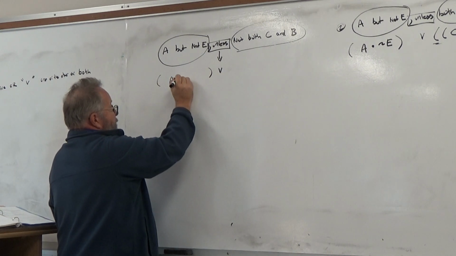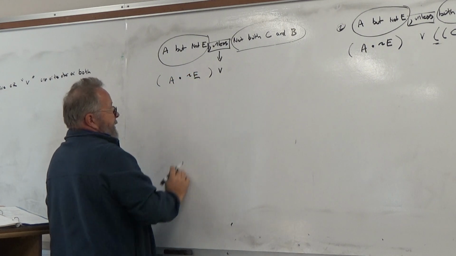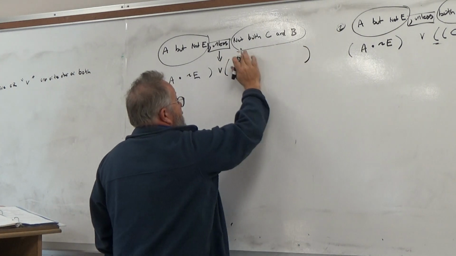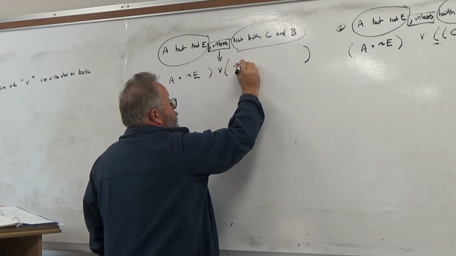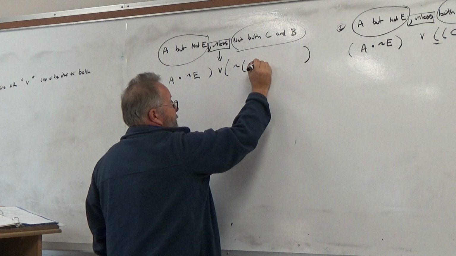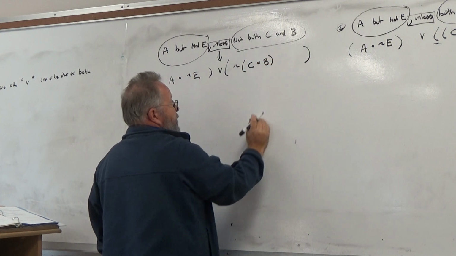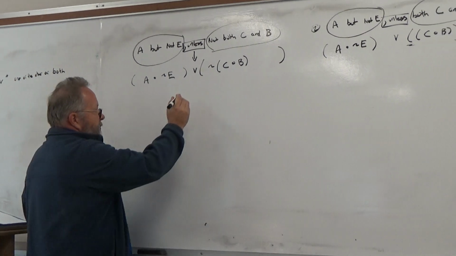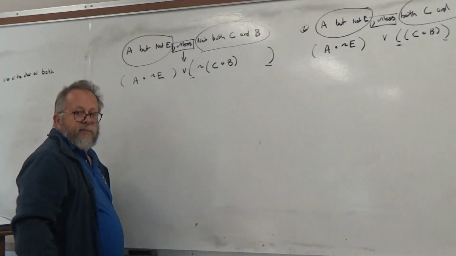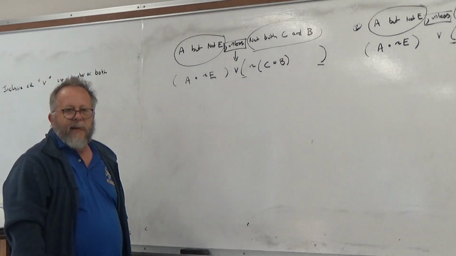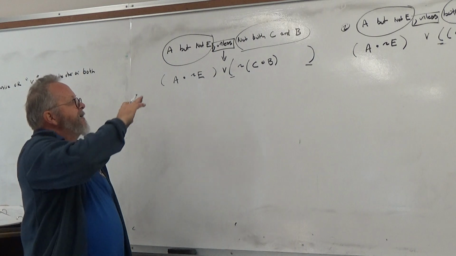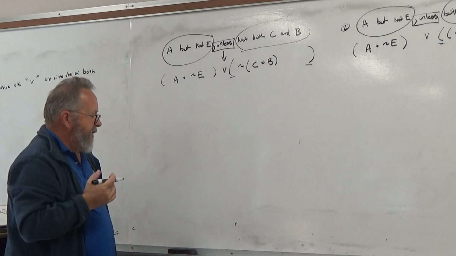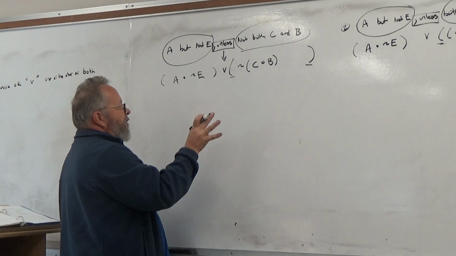So A, but not E, okay? Now, remember, all this stays together. Not both C and B, and close it. Okay. Yes, I could eliminate these. Okay, everybody understand that? But I put them up there out of habit in case that disjunct went on for a long way. And if I didn't have them up there, I might not keep it all as a disjunct, okay?